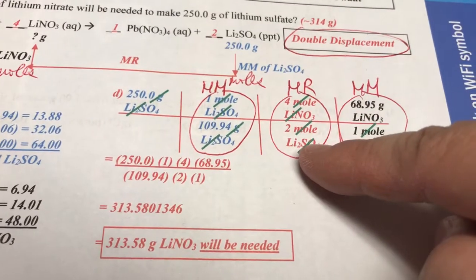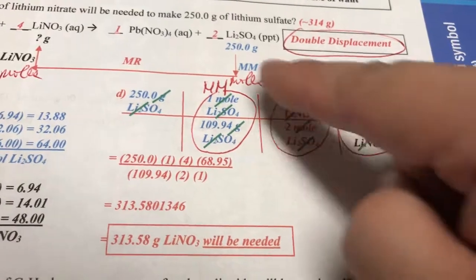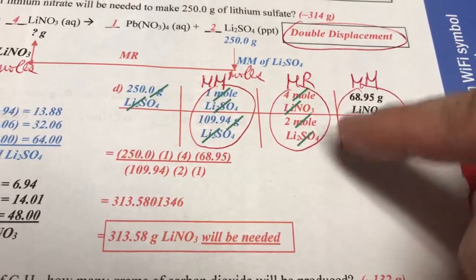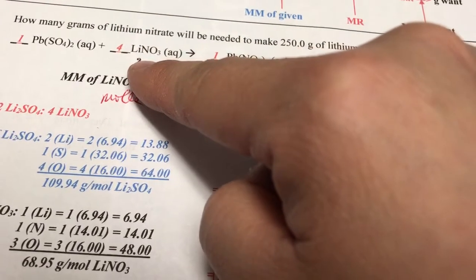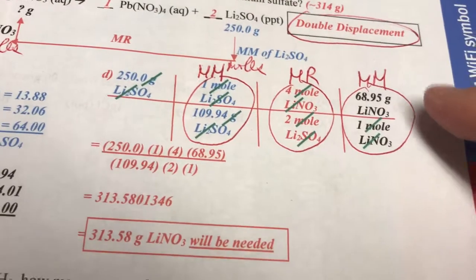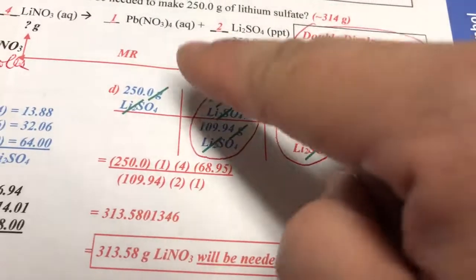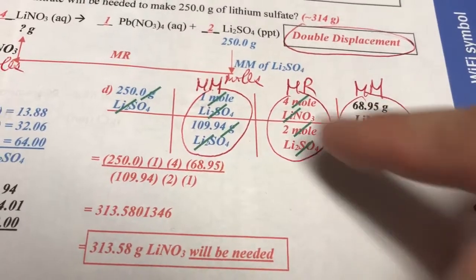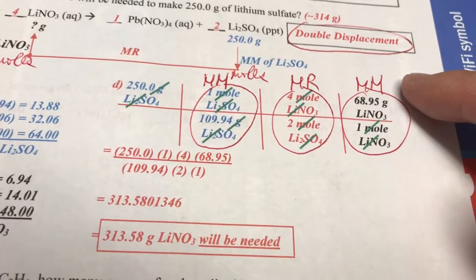So 2 moles will be on the bottom, 4 moles LiNO3 will be on the top. So then I cancel the moles and Li2SO4. Then when I get to the last step, I want to get to the mole, I want to use my MM of LiNO3. So I'm going to put my MM of LiNO3, and again, my mole will be on the bottom so I can cancel. All the units and all the necessary compounds are the same diagonally and they can be canceled. I can have gram left over.